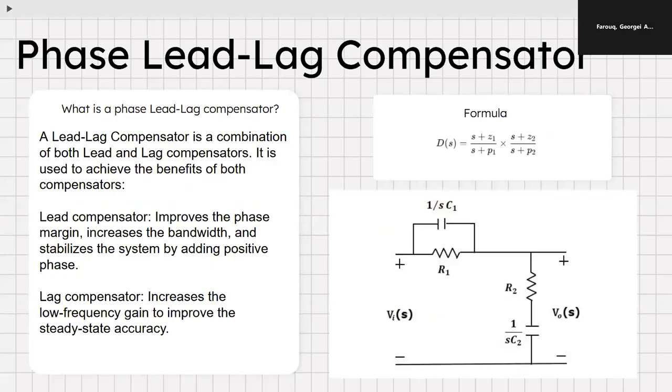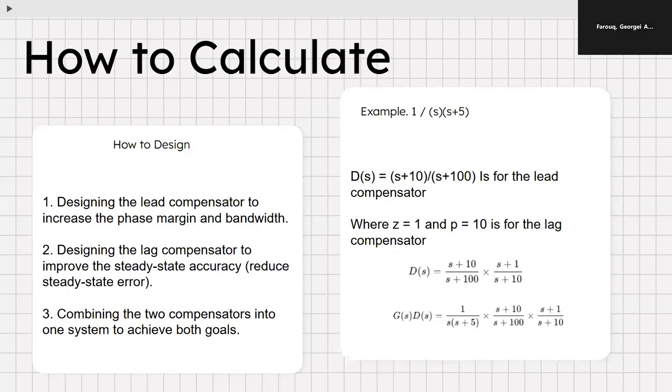A phase lead-lag compensator is just a combination of both lead and lag compensators, and is used to achieve the benefits of both of these. The formula is shown in that box there. To calculate it, you design the lead compensator to increase the phase margin and bandwidth. Then we design the lag compensator to improve the steady state accuracy. And then we combine these two compensators in one system to achieve both goals.